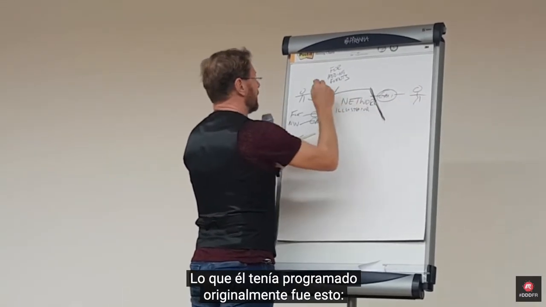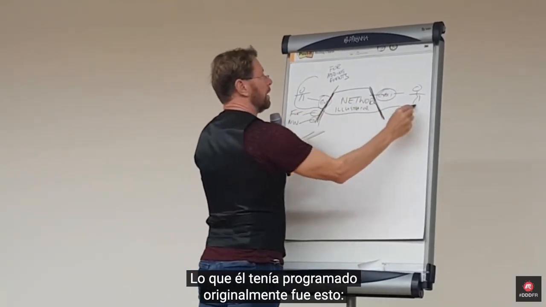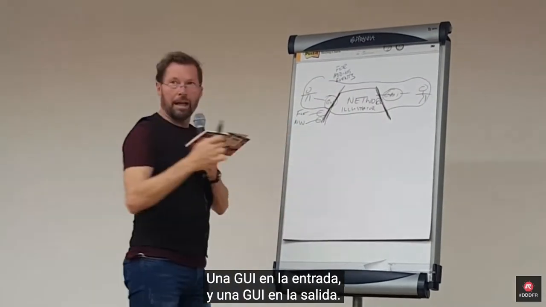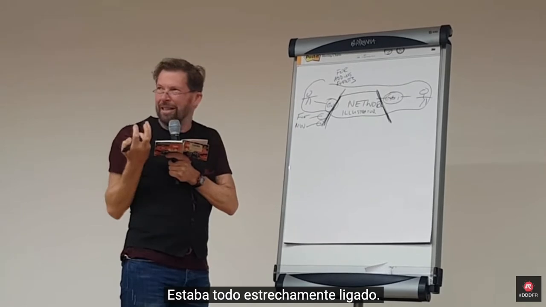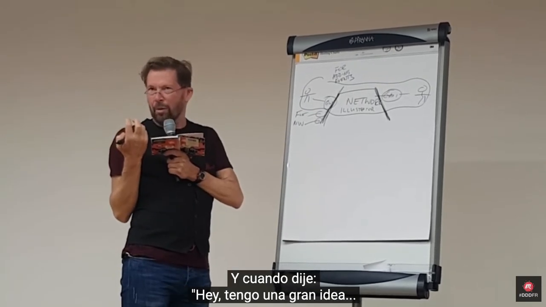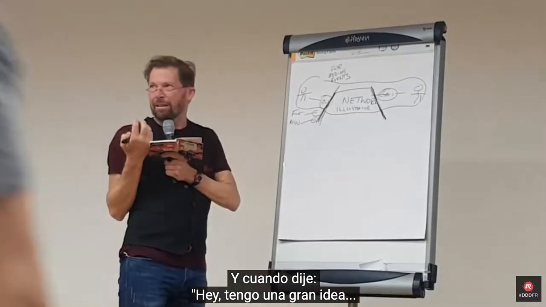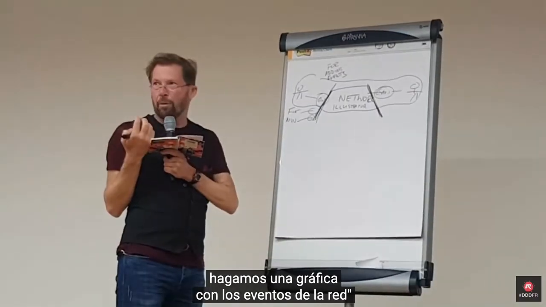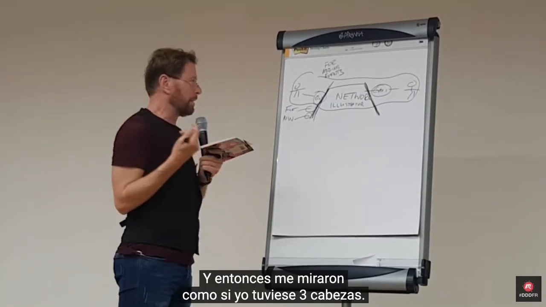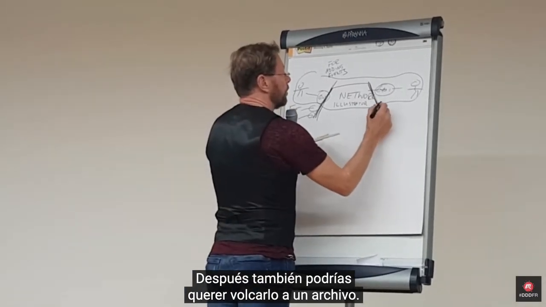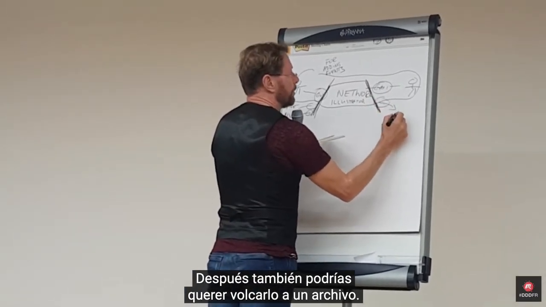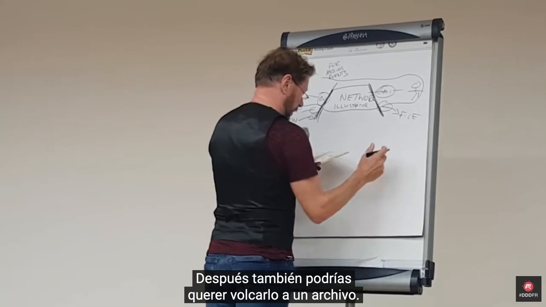The original thing he had coded was this: a GUI in, GUI out. You type stuff in, it shows stuff. That's natural, but it was all locked together, all gnarly. And when I said, hey, I have a great idea, let's just graph the network events, he looked at me like I had 3 heads. But that's what I wanted. And then eventually you would want another thing and you would just dump it to a file. So that was chance 1.